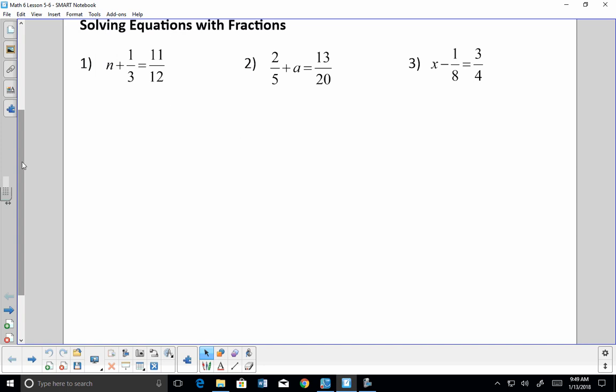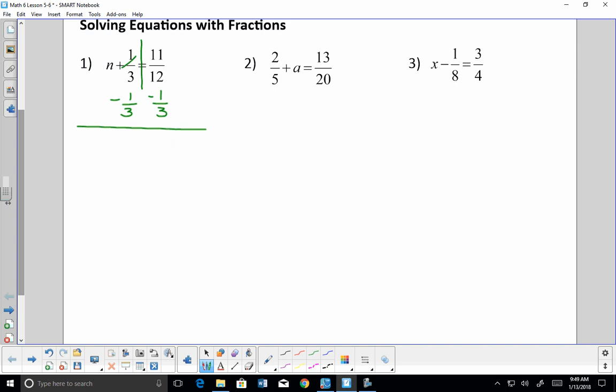n plus 1/3 equals 11/12. Remember, the dividing line for a fraction, to separate one side from the other side, is along the equal sign. So I need to get rid of the 1/3. They added it to n. The inverse of adding is subtracting, so I will subtract 1/3 from n, and I will subtract 1/3 from 11/12, because whatever you do on one side of the equation, you have to do the exact same thing on the other side of the equation.